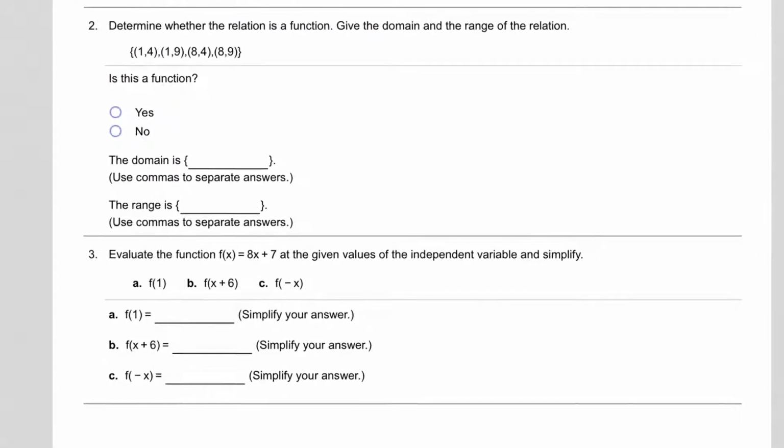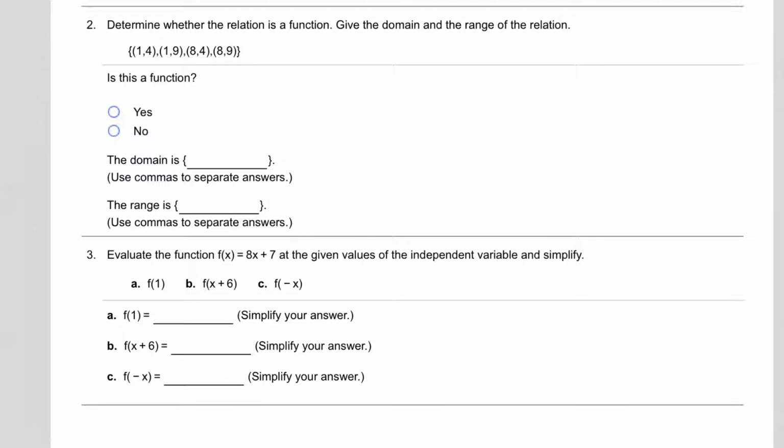Okay, number 2 is determine whether the relation is a function. Again, same question. This time we have a repeating x right there and right there, and we have a repeating x right here, right here. So this is ineligible to be a function. This is not a function.